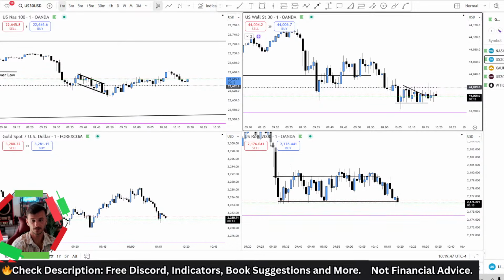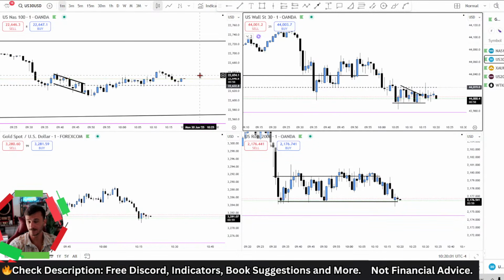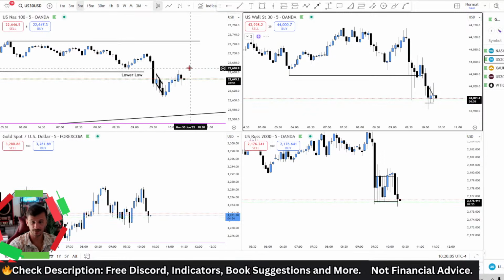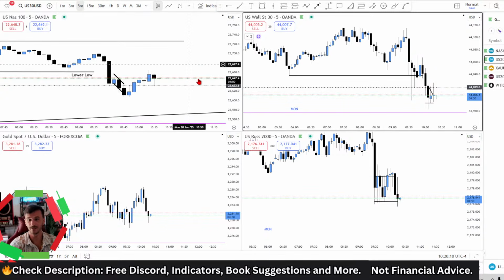Okay, I'm still watching the Russell. Obviously, I'm on a 1 minute chart right now, but they've really just kind of crept it back down into the low. All of these things are just sitting sideways. Nothing is really making considerable moves or anything that would tell me that I should be entering into the market.